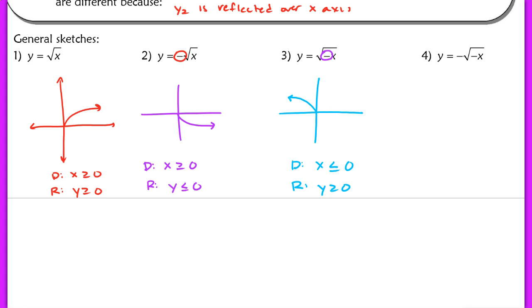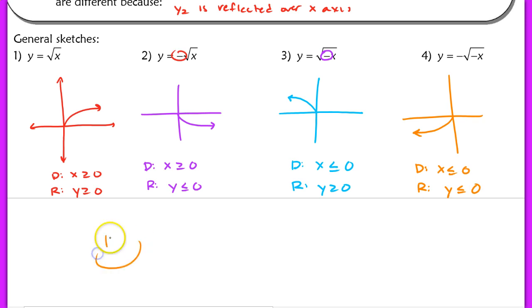And then finally, for number 4, we have 2 different reflections here. We have a reflection over the x-axis and over the y-axis. So if we reflect, let's go back to sketch 1 here. If we reflect it over the x-axis, now it would look like this. And then finally, we reflect it once more over the y-axis. So our general shape here opens down and to the left. So our domain is going to be x values less than or equal to 0, and our range will be y values less than or equal to 0.